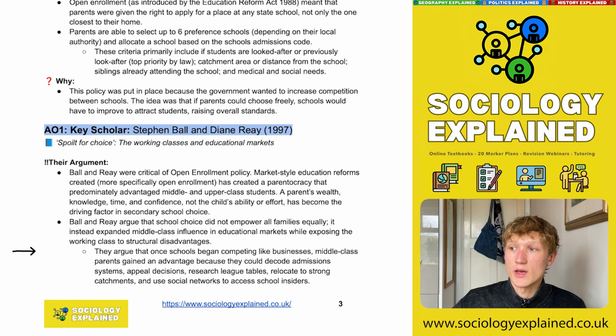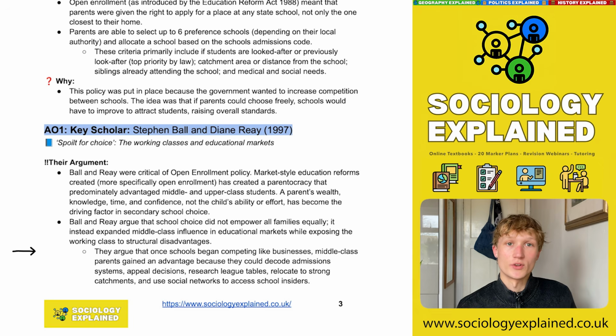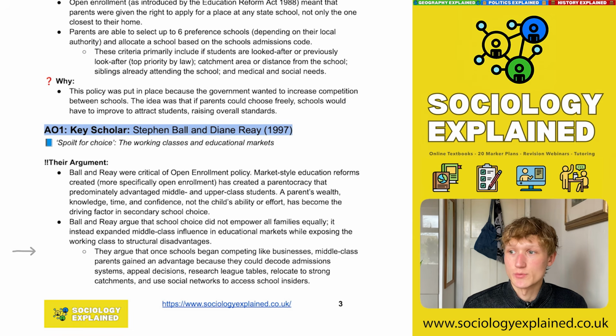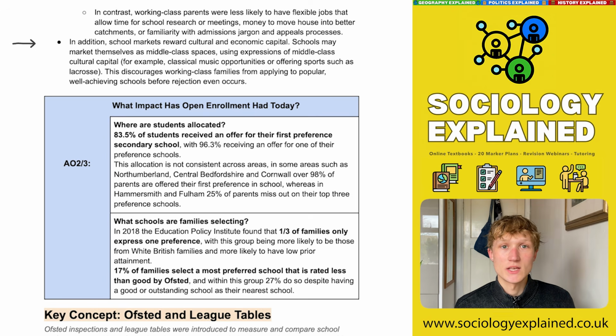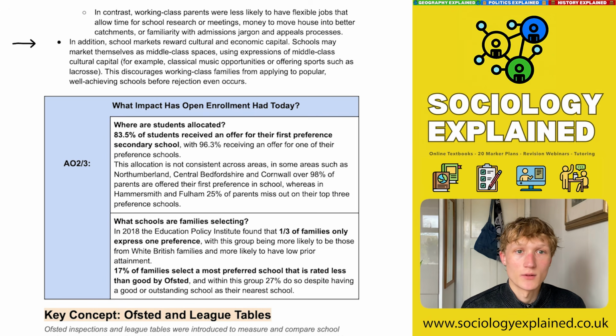So they argued therefore that open enrollment wasn't equally beneficial to students, but instead it advantaged middle class students, while it also disadvantaged working class students who had parents who didn't have as much time to attend meetings and do this research, and they also didn't have the money to move house easily to get into a good catchment area. Also, they suggested that even some schools kind of brand themselves as middle class.